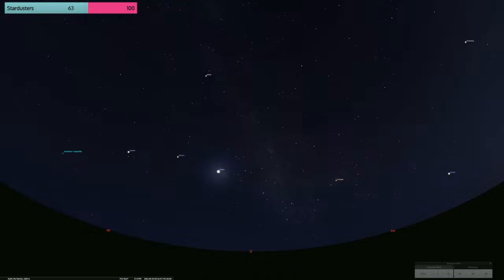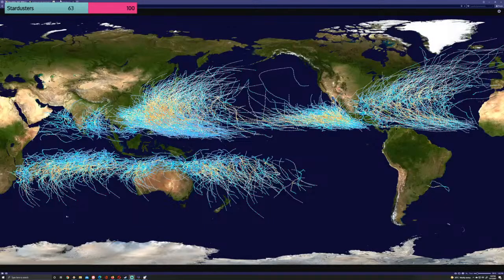So let's talk about the moon. Let's look at the moon's phases. As the moon goes around our planet, it goes through what are called phases.